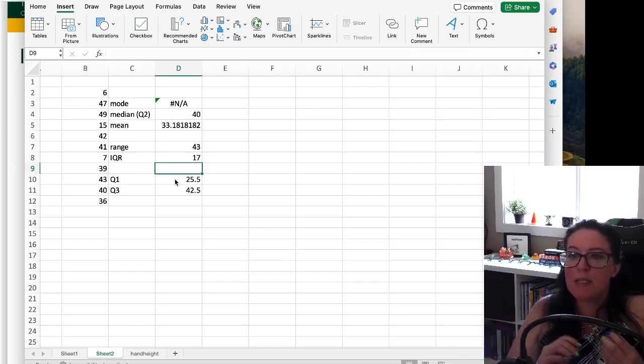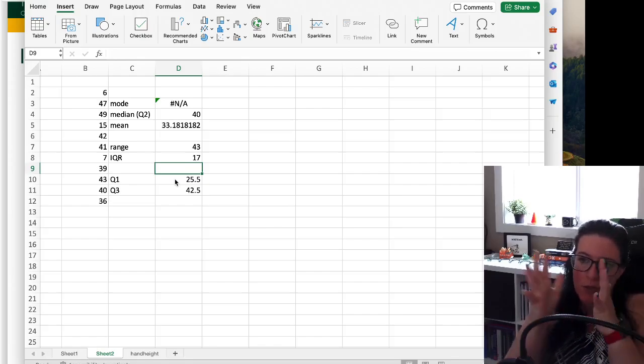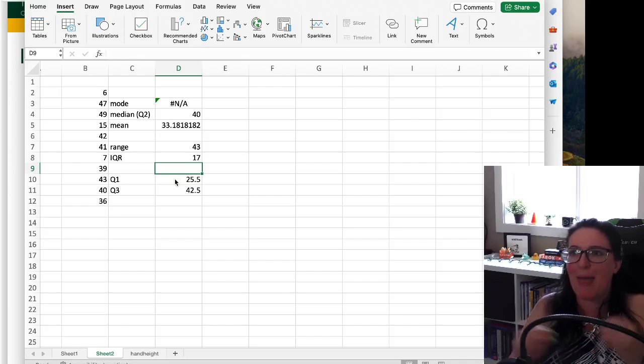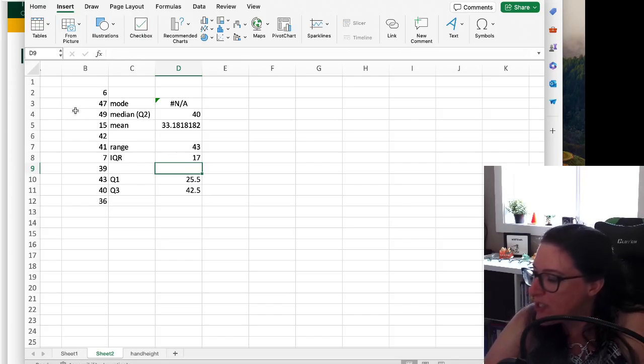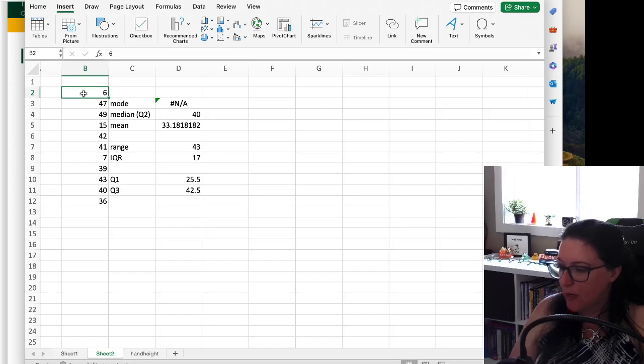Okay, so in Excel, we can get the mean, the median, and the mode. And of course, the mode is not going to give you anything if there's no repeat numbers. And then you can get the range, max minus min, and you can get the interquartile range, that median, that middle 50% as well.